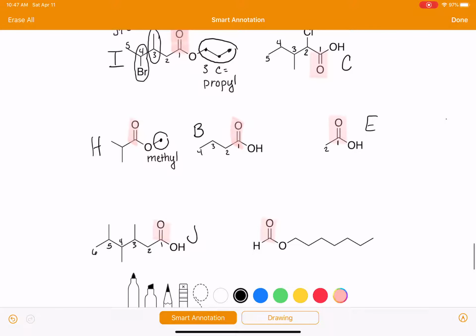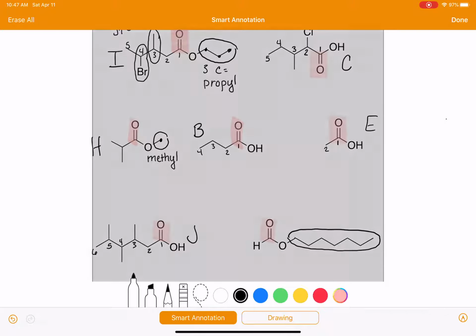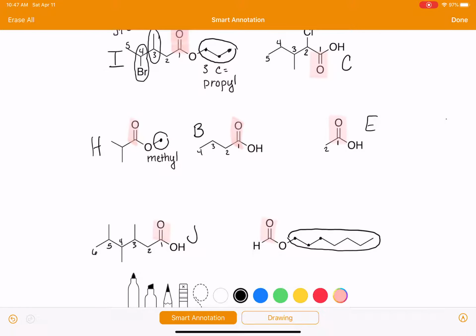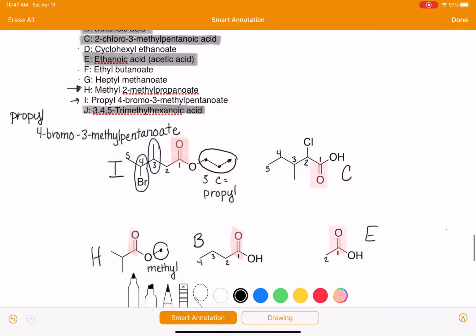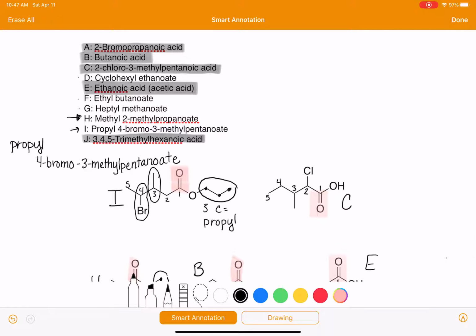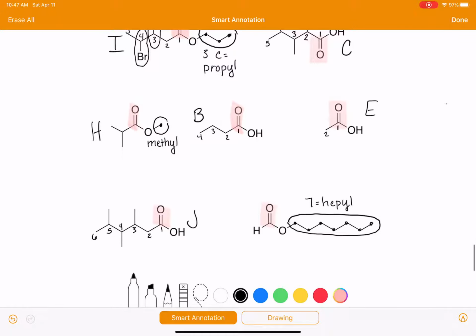Let's try another one. So again, let's use that trick again. Here's our R group. How many carbons are there? 1, 2, 3, 4, 5, 6, 7. That is a heptane or a heptyl. And let's look back and see. Well, there's only one that has a heptyl as an option, but let's pretend like there was more than one. Let's pretend like we couldn't figure that out from the name.